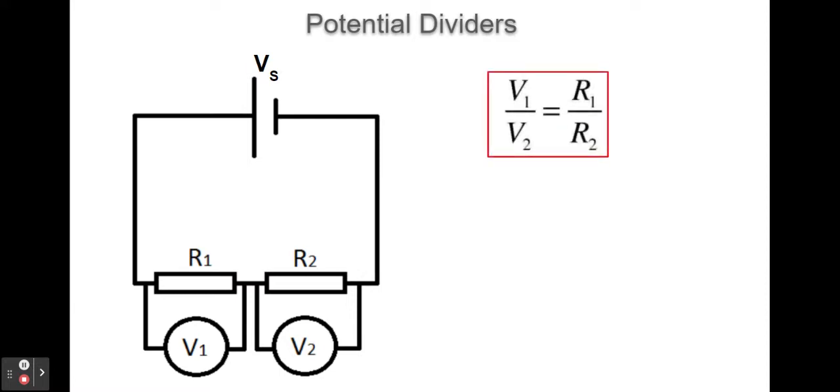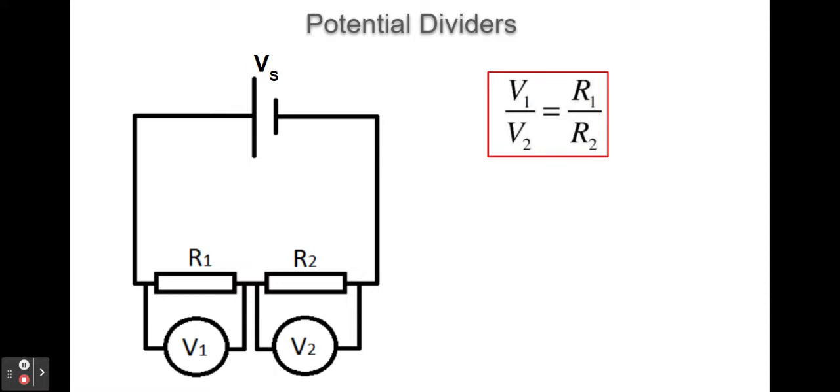Now, it's quite simple. The voltage will split in a ratio that is equal to the ratio of the resistances. So here we've got R1 and R2, and the voltage across them, V1 and V2. So if R1 and R2 are equal, then V1 and V2 will be equal. If R1 is larger than R2, then V1 will be larger than V2, and so on.